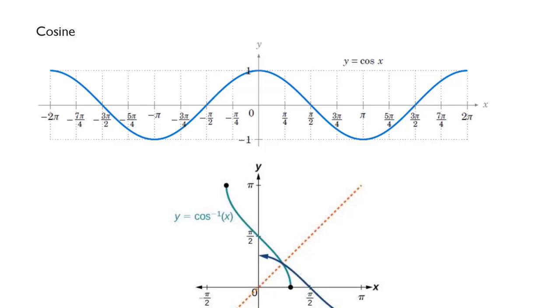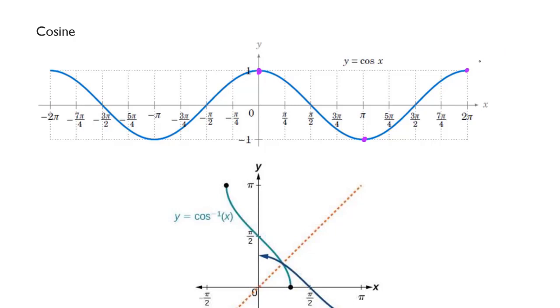We're now going to look at the arc cosine. Recall that the cosine function has an amplitude of 1. Its high point is at 0. Its low point is at pi, and then it goes back to a high point at 2 pi.